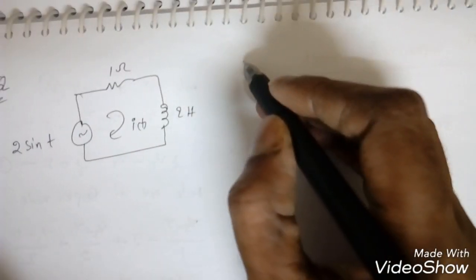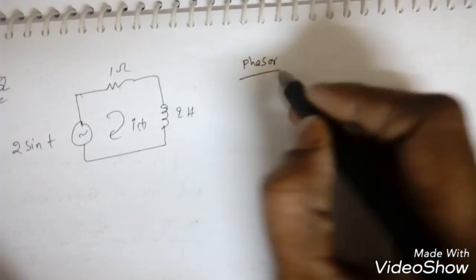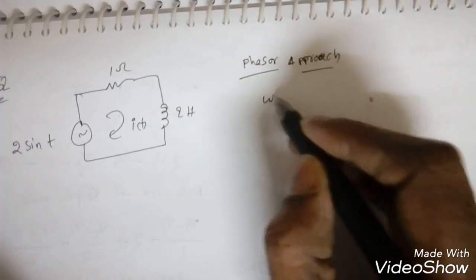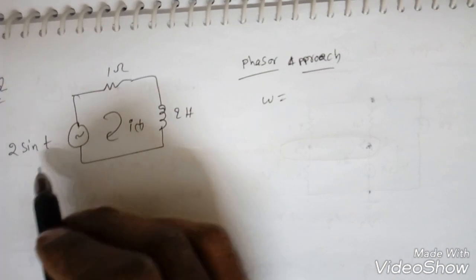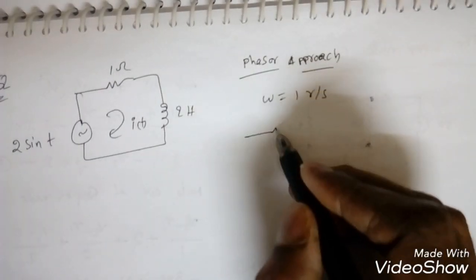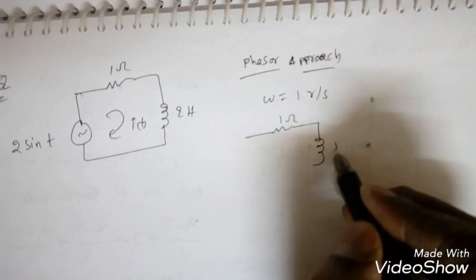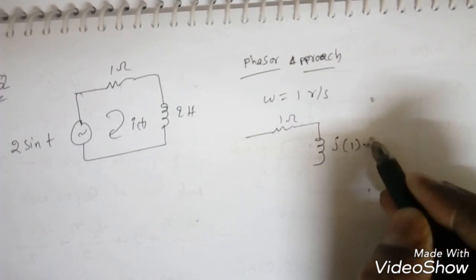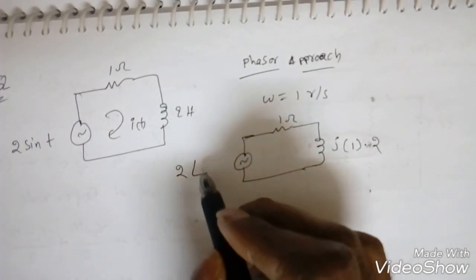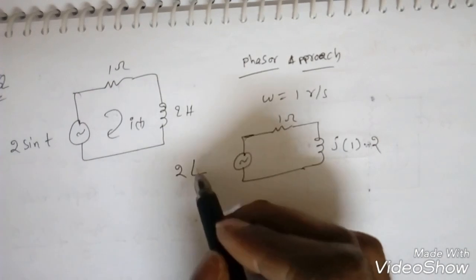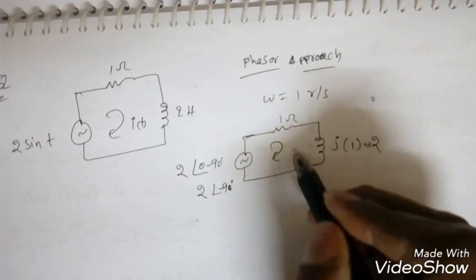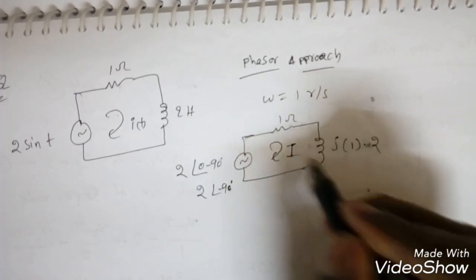Now using the phasor approach, first we need to find the omega value, right? So what is omega here? It should be compared with sin omega t. So omega is equal to 1 radian per second. So the circuit will become 1 ohm, and this will become j omega. Omega is 1 into L, L is 2, and this is represented like this, 2 angle, so what is sine omega t plus 0? 0, so 0 minus 90 degrees. So that means 2 angle minus 90 degree. And this is I of t, or capital I.